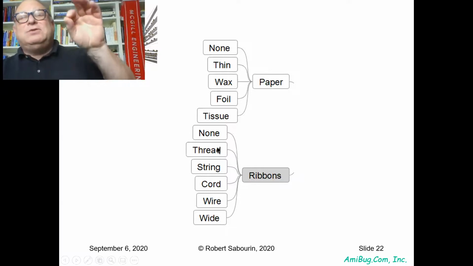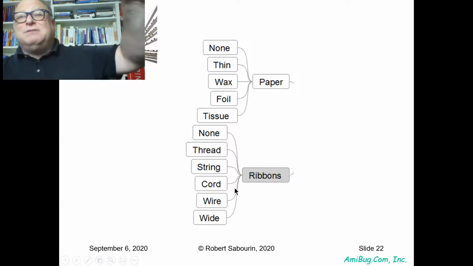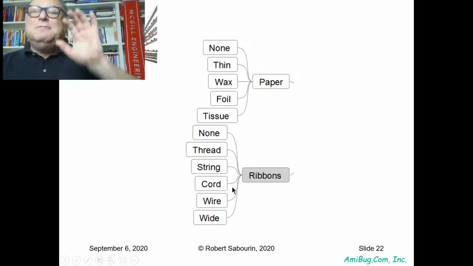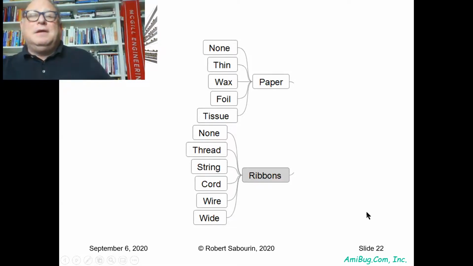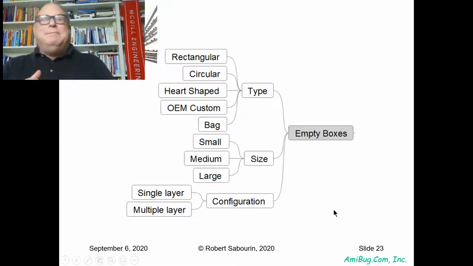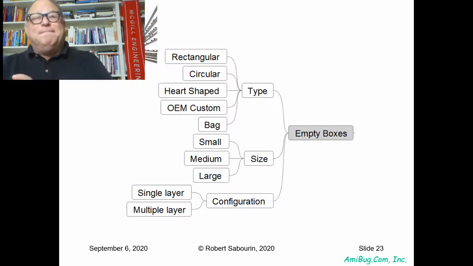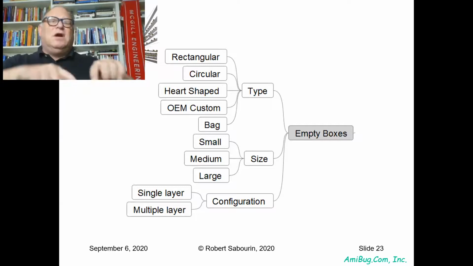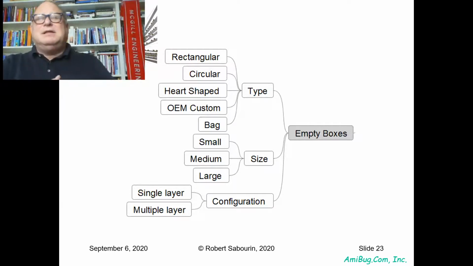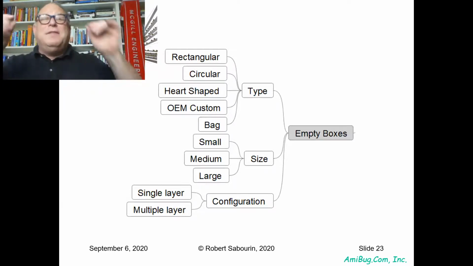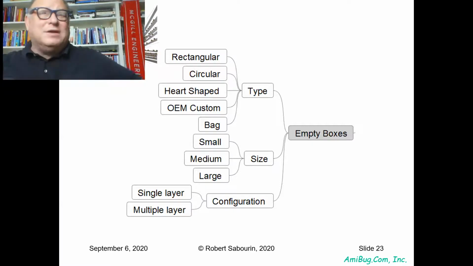So we have interesting things, different types of chocolates, different types of paper, different types of ribbons. We have empty boxes, and I'm sure you've been to chocolate stores. You see all these cool empty boxes that vary by type, size, and configuration. The type of boxes could be rectangular, circular, heart-shaped, common at Valentine's Day, or custom boxes that might be there for charities, OEM custom boxes.